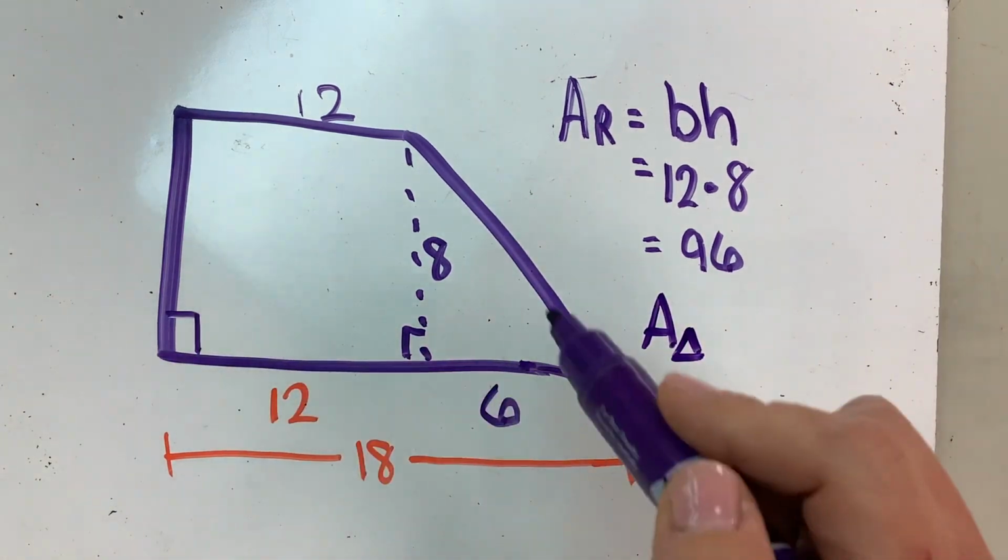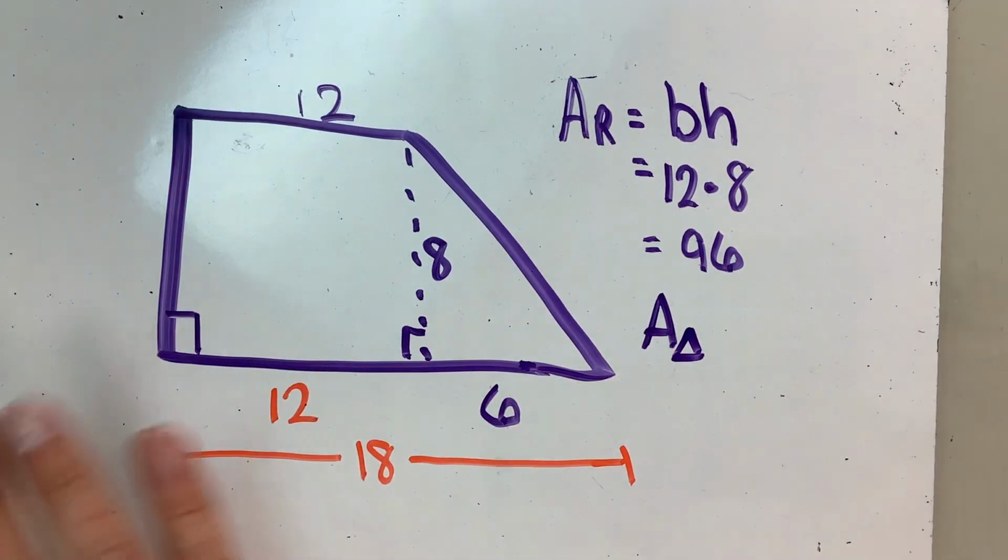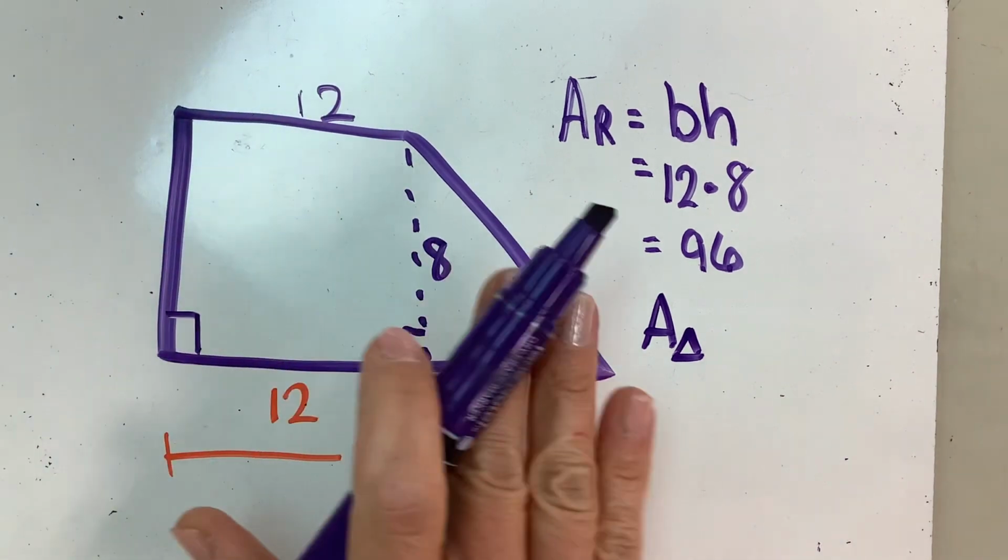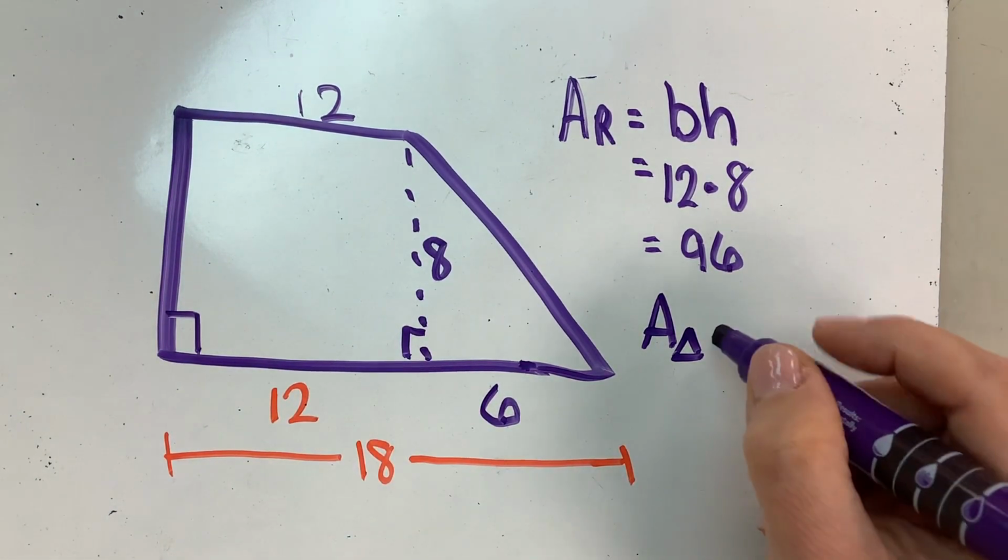So now we're going to find the area of the triangle. And this is to make our trapezoid. I'm showing you one method, which is to break it apart into a rectangle and a triangle. And then I'll show you the other method.